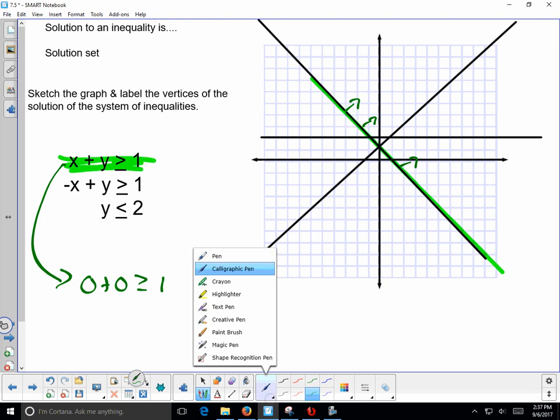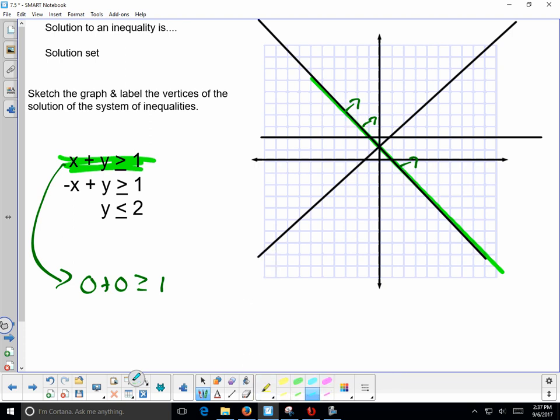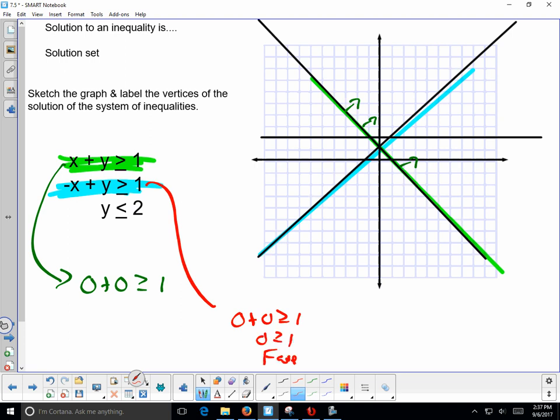Then when I do the next line, which is negative x plus y is greater than or equal to 1, that's this line right here. I test the point (0, 0). So I'm going to have 0 plus 0 is greater than or equal to 1. 0 is greater than or equal to 1, that's false. So I shade away from (0, 0). So I'm going to shade up this direction. So far, the only place that's going to be a solution is this area up in this region right here.